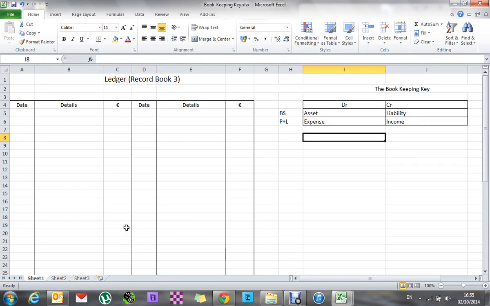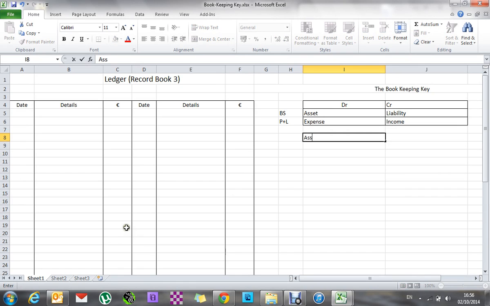Okay, this is a brief explanation of the bookkeeping key and how it might be useful in Junior Cert as well as in Leaving Cert accounting in helping me to decide what type of accounts I have and which will be a debit and which will be a credit. So there are 4 types of accounts.